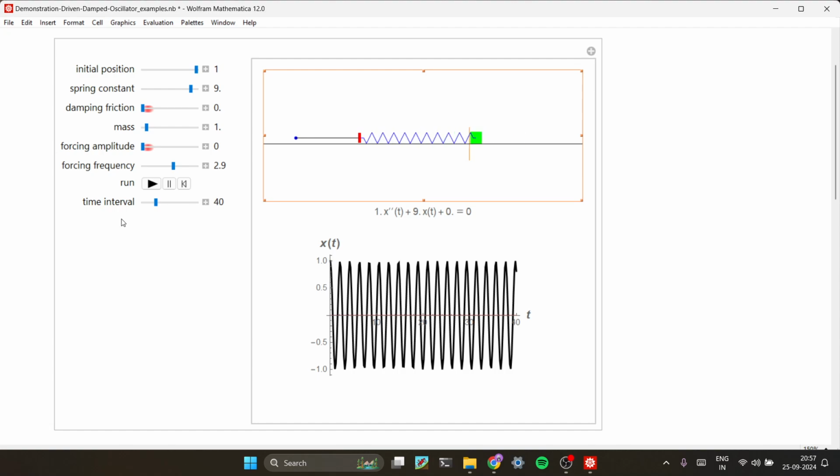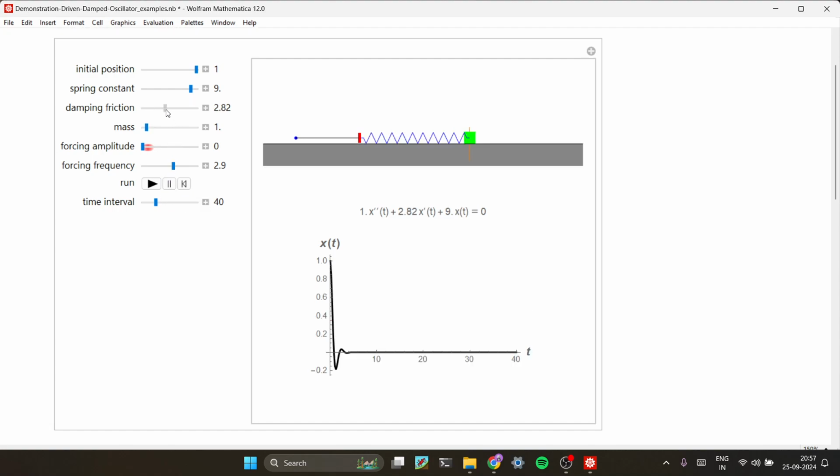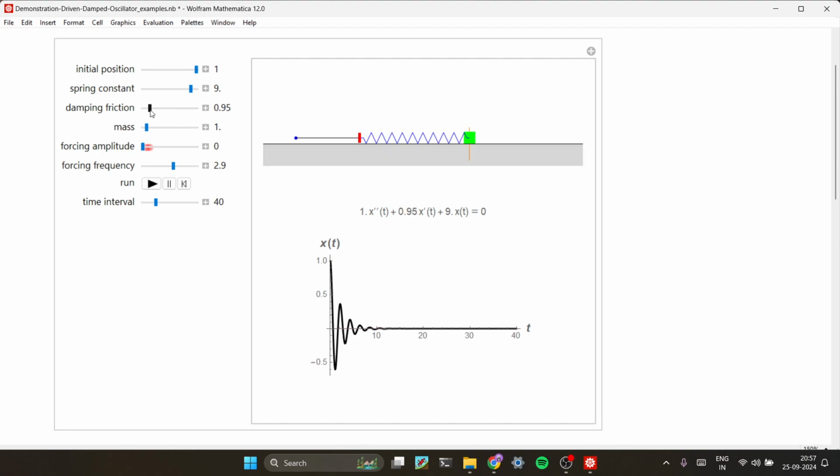So this is the simple harmonic oscillation. Now let's see the damped harmonic oscillation. Here you just need to change the damping friction. So let's change the damping friction. Let's stop it. Let's take the damping friction something like this, right? Okay, this is the damping friction. So let's reset and run.